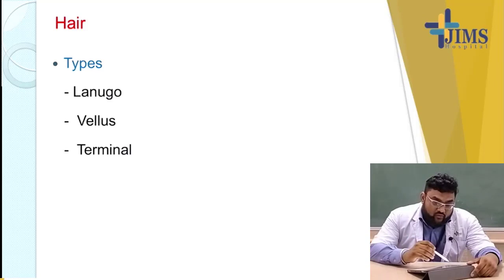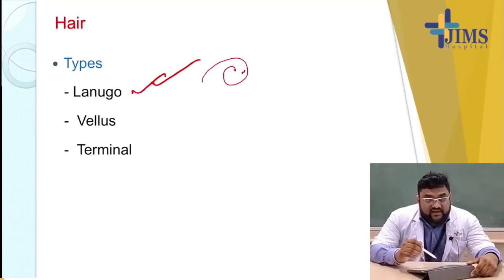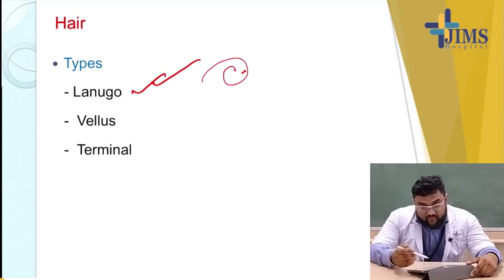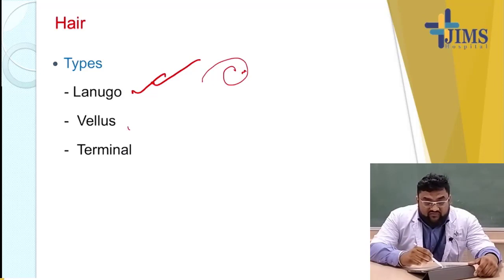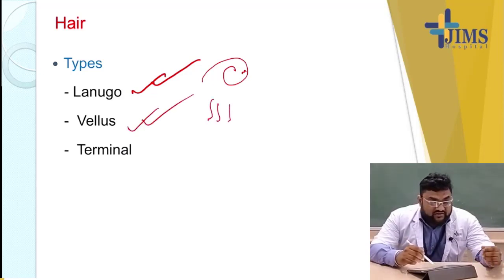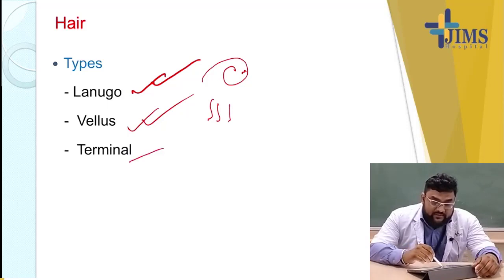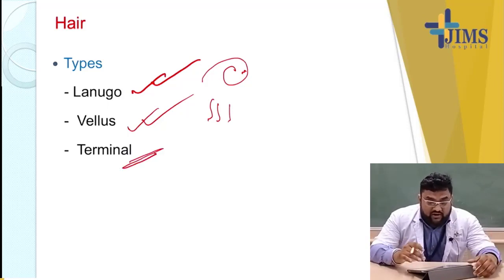Now hair. What are the types of hair? We have the lanugo hair that is mainly found in the intrauterine life. Sometimes the babies are born with lanugo hair, which is shed off. We have the vellus hair, which is a soft, thin hair found on the body. And then we have the terminal hair, like the scalp hair and the hair in the groins.